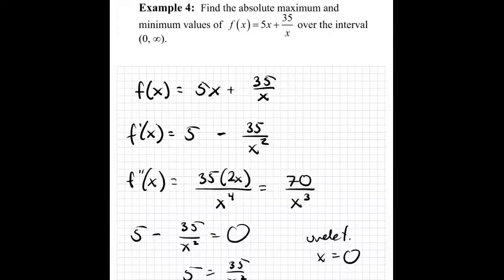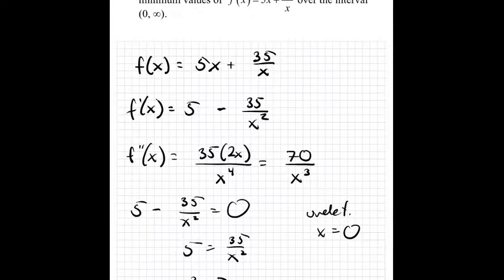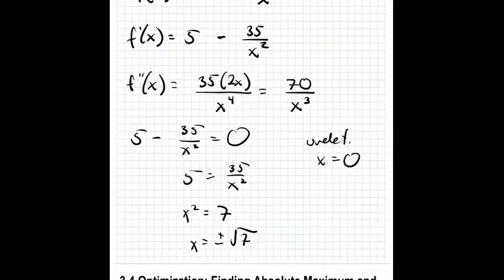And then it's going to be undefined when x is equal to 0, right? So we at least got 3 critical values, but then we only want to consider the ones on the interval from 0 to infinity. So we don't include 0. The only thing that falls in that range is the positive root 7. Okay. So if I add a page, we're not going to test the endpoints here.